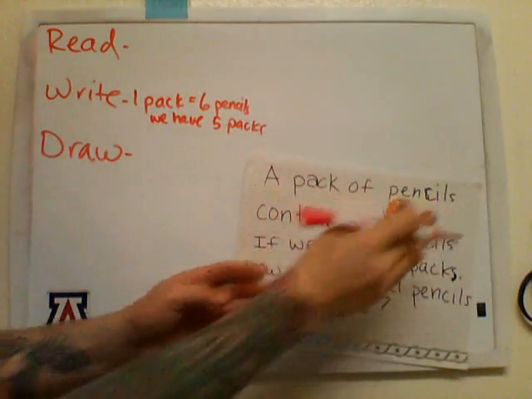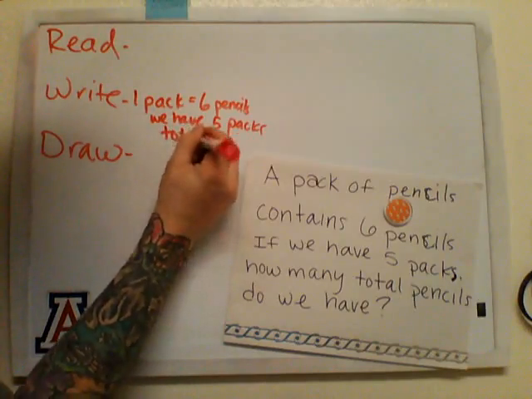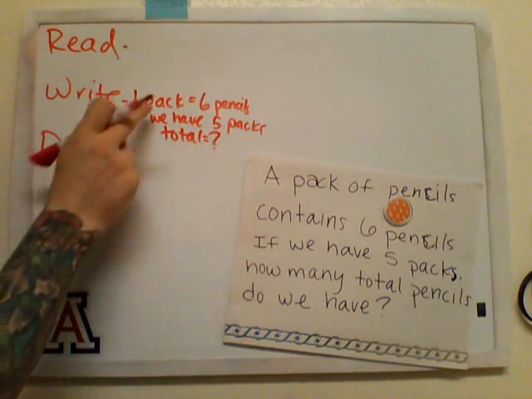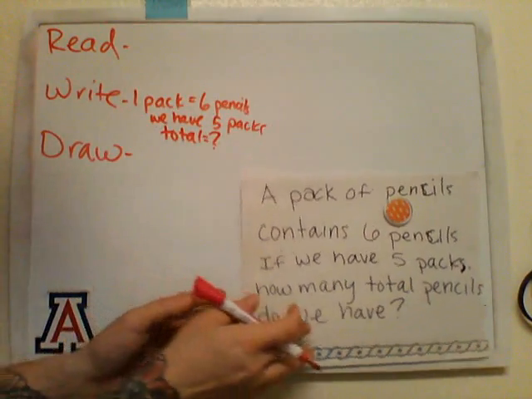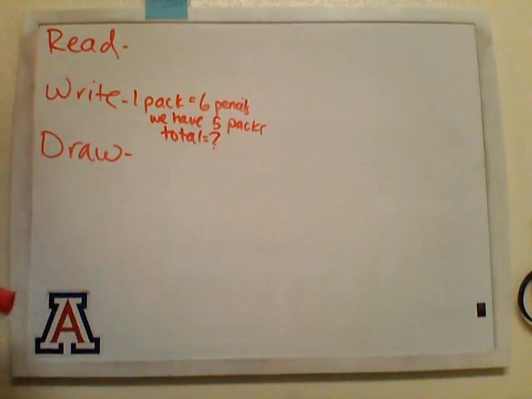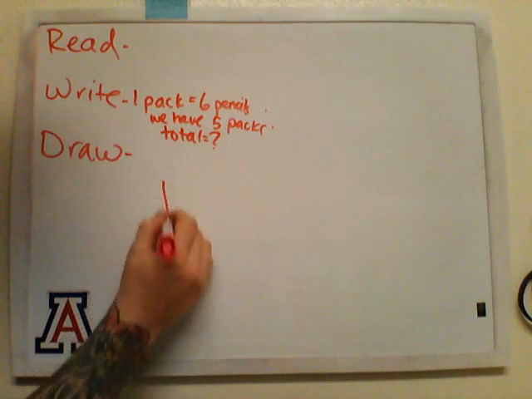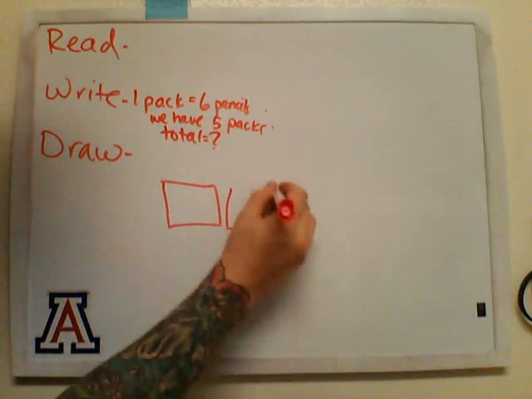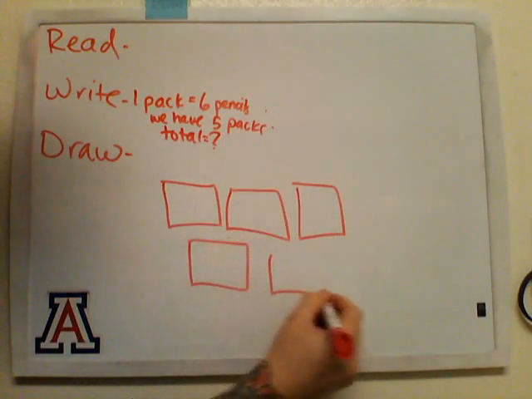So, if we have 5, how many pencils do we have total? So, we know that we have 6 pencils in each pack and 5 packs. We need to now form a tape diagram that will show us our equation and show us the answer. First, we can pick either of these numbers to start off with the tape diagram. I'm going to start off with 5 packs. I'm going to draw how many packs we have. 1, 2, 3, 4, 5.